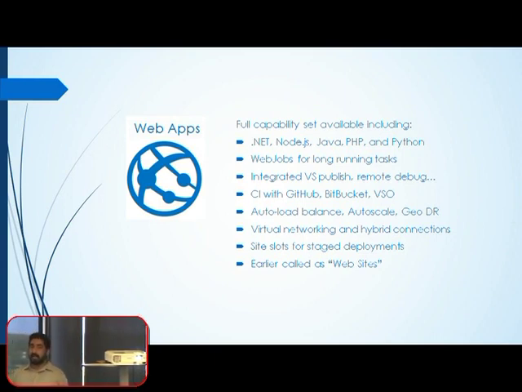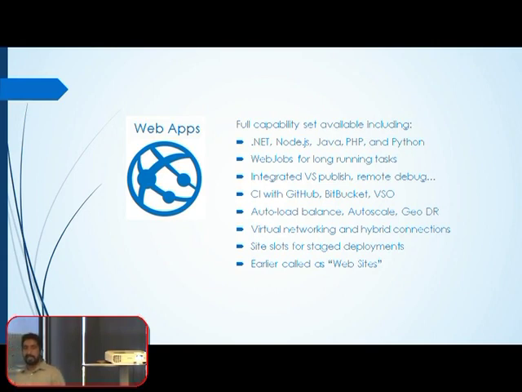Virtual networking and hybrid connections are useful when we want to integrate web apps into our hybrid or distributed architectures. For example, I want to host my web app in Azure and I want to connect it to our SQL Server database which is hosted on premise. We can go for virtual networking or hybrid connections.